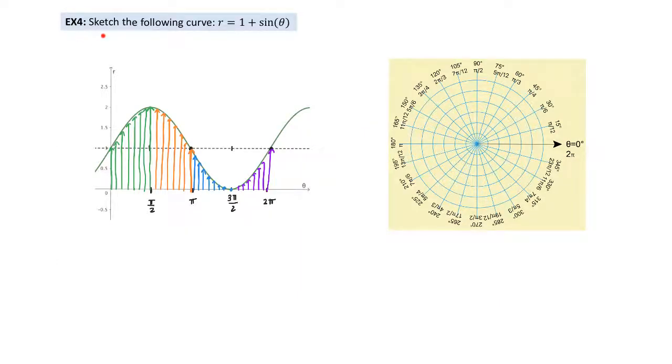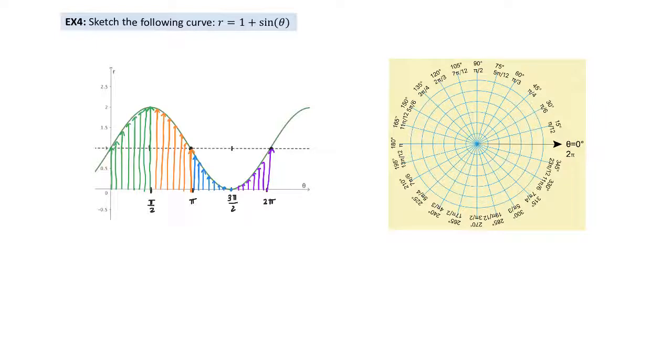In example 4, they're asking us to sketch the following curve. R equals 1 plus sine theta. As I did in example 3, I started by sketching my sinusoid in the traditional sense, where theta is on the horizontal axis and R is on the vertical axis. So here is my sinusoid.